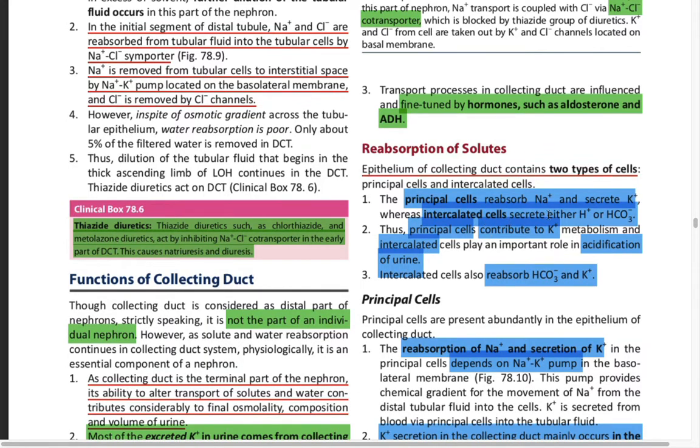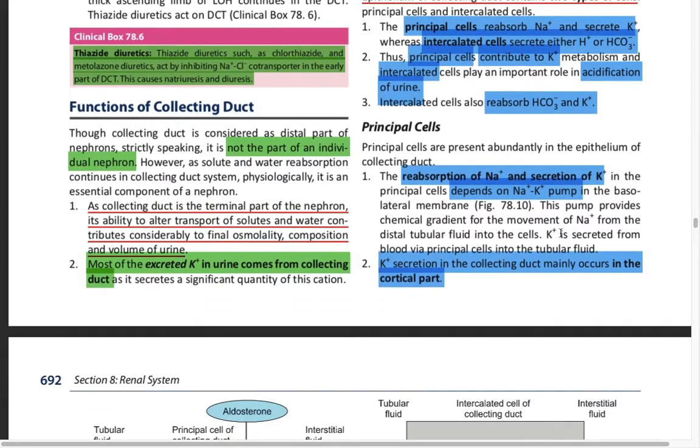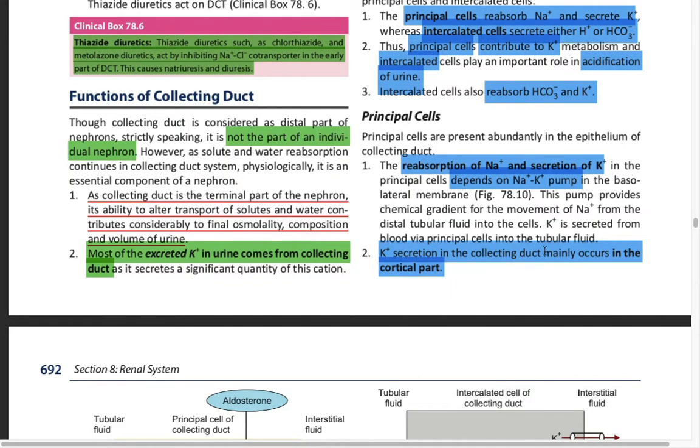Intercalated cells secrete either H+ ions or the HCO3- ion. Principal cells also contribute to the K+ metabolism, and intercalated cells play a role in the acidification of the urine. Intercalated cells also reabsorb the bicarbonate and the potassium ions. Coming on to the principal cells, they help in the reabsorption of the sodium ion and secretion of the potassium ions. This depends on the sodium potassium pump. K+ excretion in the collecting duct mainly occurs in the cortical part.